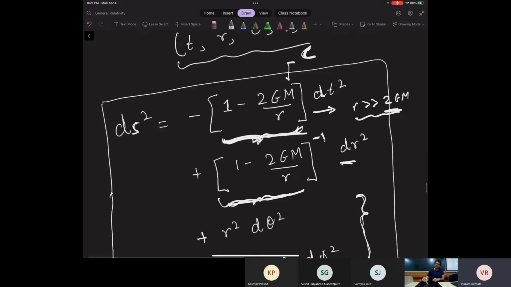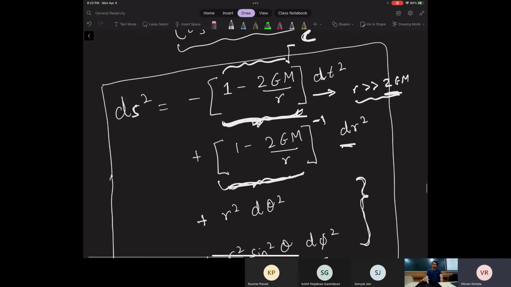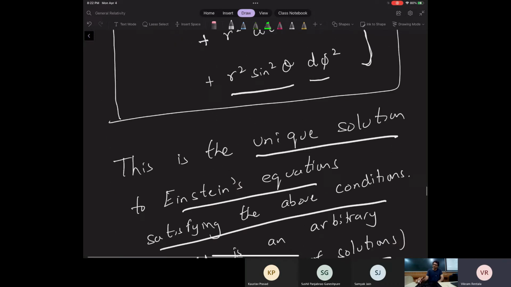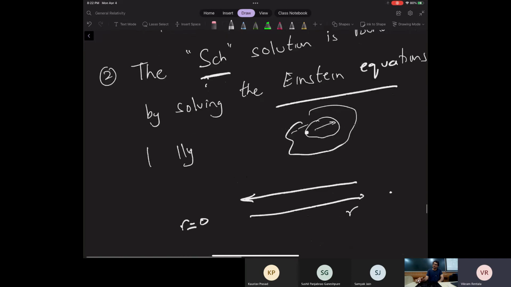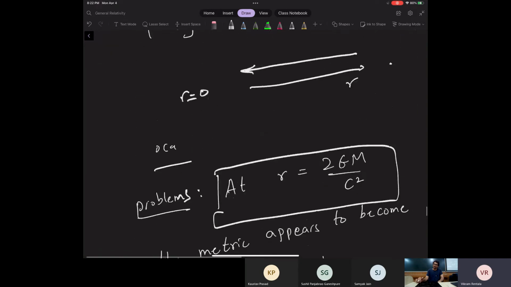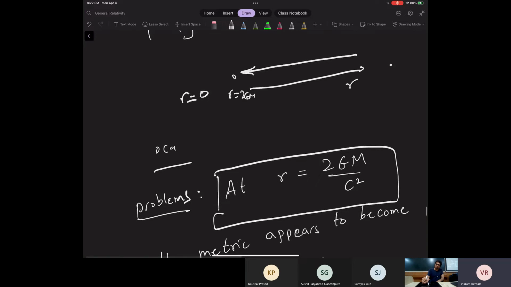Because now if I get to r equals 2GM, this becomes 0. We were looking for solutions which have non-degenerate metrics, that is, where the metric doesn't have 0 eigenvalues. The metric should always have -1, +1, +1, +1 as the eigenvalues. So this is a problem, or this becomes degenerate. This is even worse: this component of the metric becomes infinite as you get to r equals 2GM. So this seems like a problem. You can't really extrapolate the solution from infinity. You can't come in beyond r equals 2GM. You have to stop here.